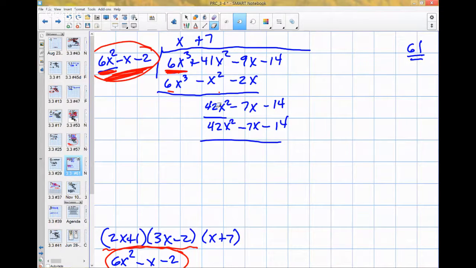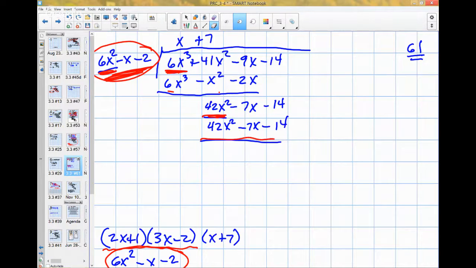You wind up adding and you get 42x squared. Negative 9x minus a negative 2x, you actually wind up adding 2x and you get negative 7x. Bring down the last term, negative 14. Okay, now, what times 6x squared equals 42x squared? Oh, that's just plus 7. 7 times 6x squared is 42x squared. 7 times negative x is negative 7x. And 7 times negative 2 is negative 14.